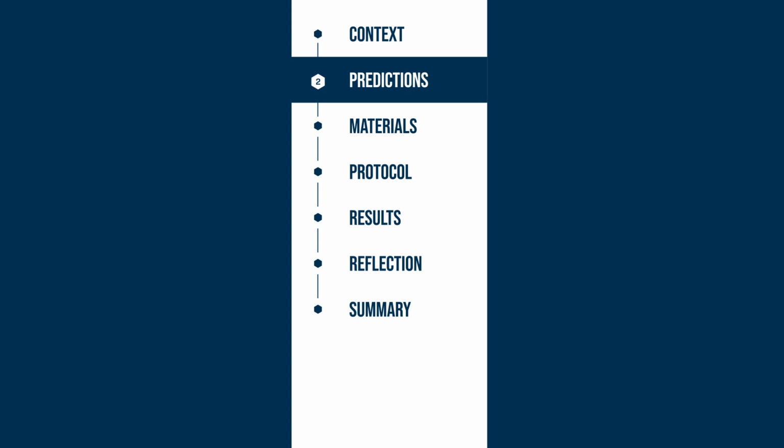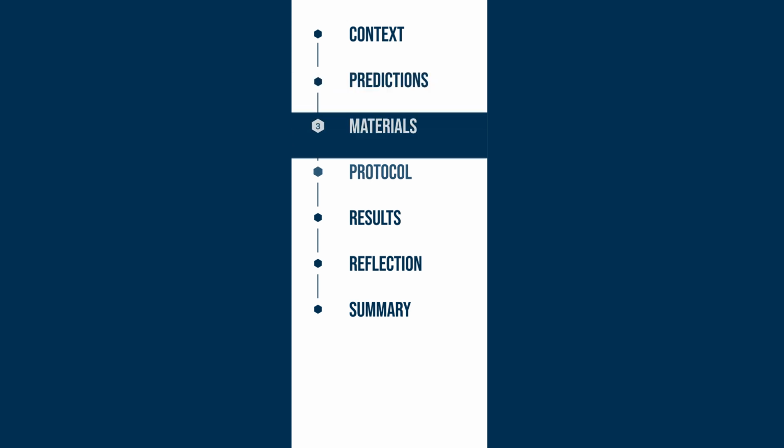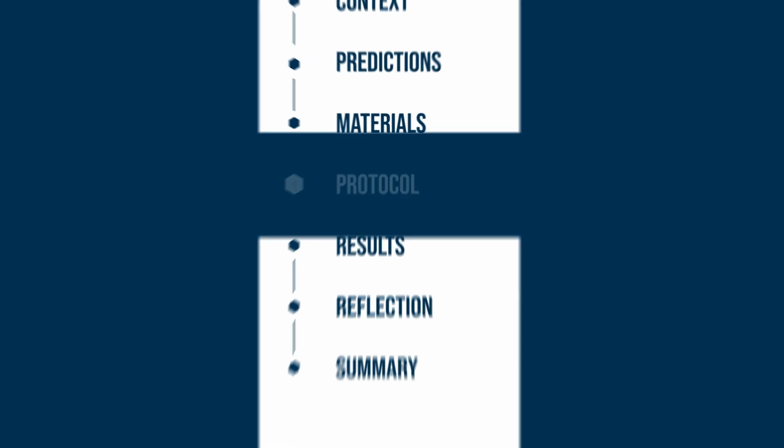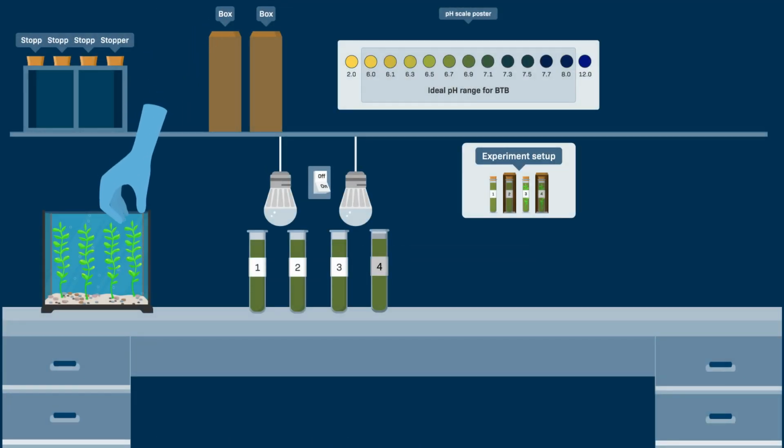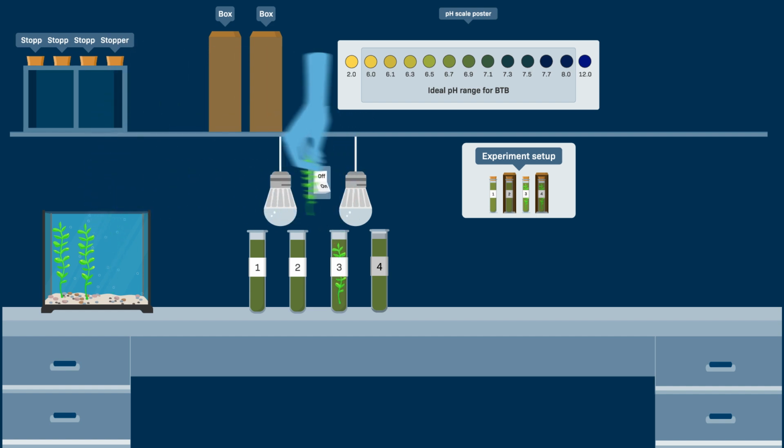After making their predictions, students can create their own experimental setup to test their ideas within the protocol section. In a virtual lab, every student gets their own bench with a limitless supply of reagents and equipment to conduct experiments. Their bench typically includes helpful tools like an experimental setup and pH scale poster for this specific lab.